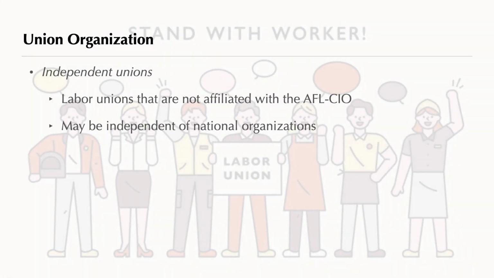Many labor unions are not affiliated with the AFL-CIO. For example, the National Education Association is an independent union with around 3 million members. Local unions may also be independent of national organizations.